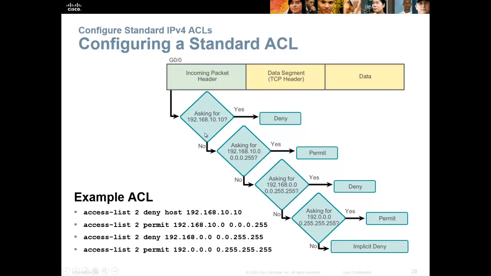And then it kind of goes through the process. Is it going for this? If it is, then deny. If it's going for this, then allow. Is it from here, then deny. That kind of stuff. And then don't forget, at the very end, there's always the implicit deny, the invisible deny statement that says, if something hasn't matched in this ACL, deny everything else.